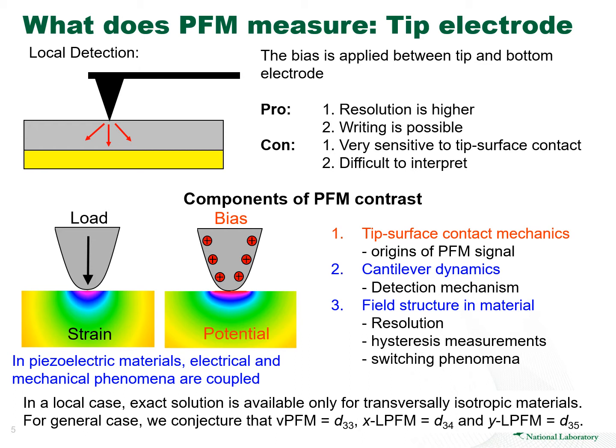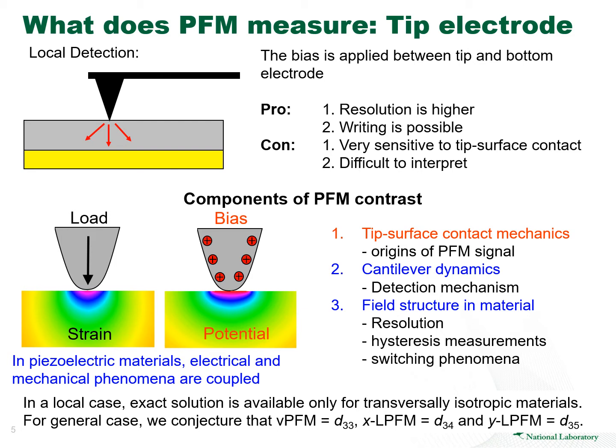What happens if we go from the top electrode to the tip electrode? In this case, the bias is applied between the tip and the bottom electrode. So in this case, the resolution is higher, and we can write, meaning switch ferroelectric polarization by the tip. But in this case, the imaging becomes very sensitive to the tip surface contact, and it becomes difficult to interpret.